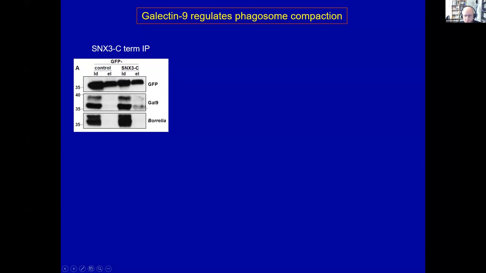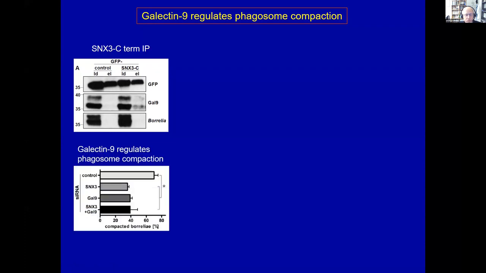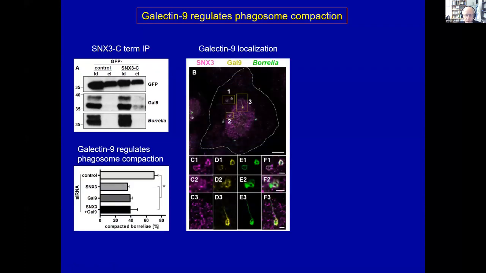Well, that's biochemistry. And you might have surmised from what you've seen before that I'm a guy who likes to look at things. And this is actually how it looks like. Does Galectin-9 really localize to SNCS3 positive phagosomes? And the answer, of course, is yes. The Galectin-9 here is in yellow. The SNCS3 here is in magenta, and here the Borrelia is in green.